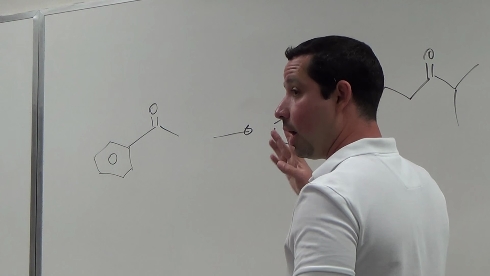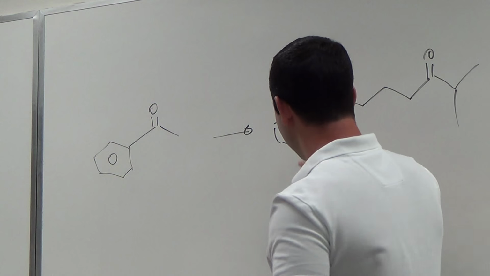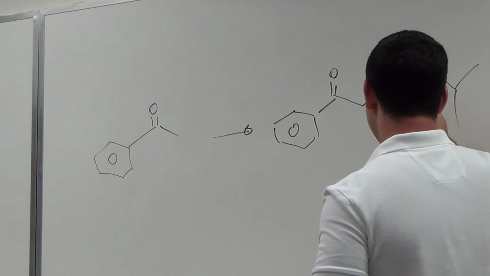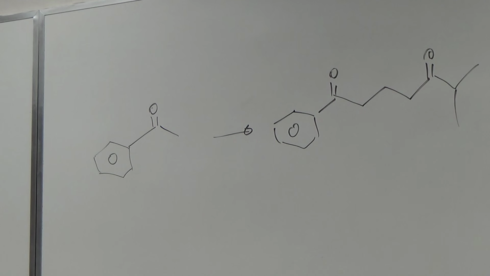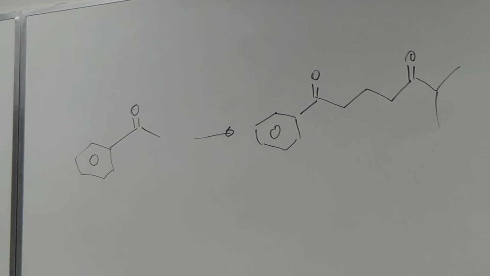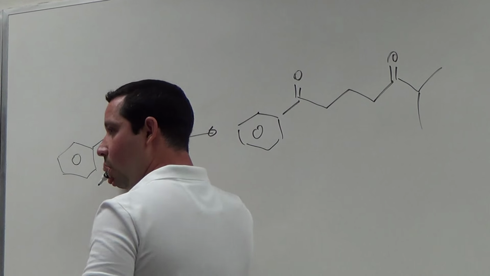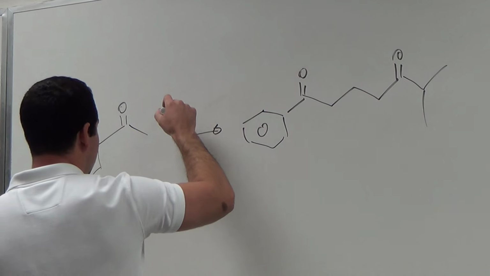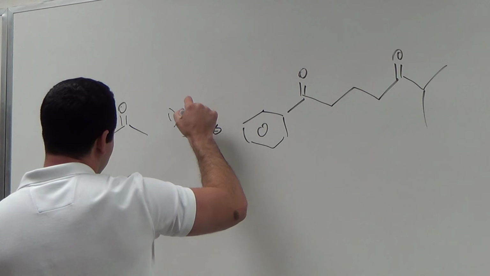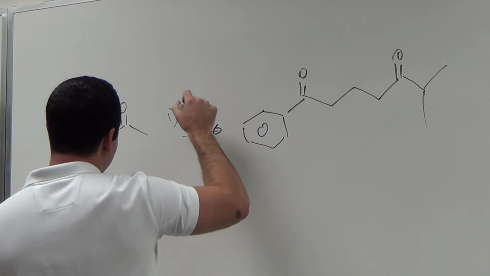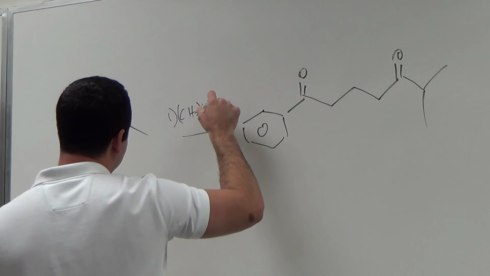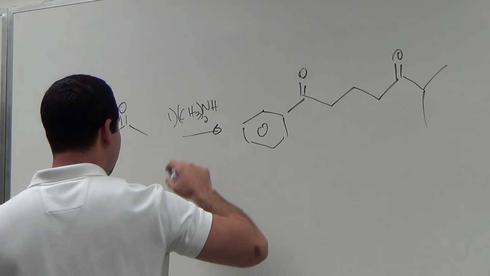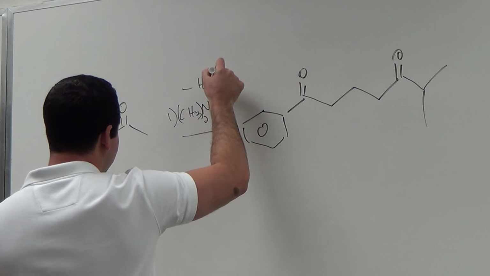I need to know how many carbons away, yes? 1, 2, 3, 4, 5. This is a 1,5 dicarbonyl. So what are we going to do? We are going to make this one an enamine. You make it an enamine with a secondary amine, and we're gonna say minus H2O.